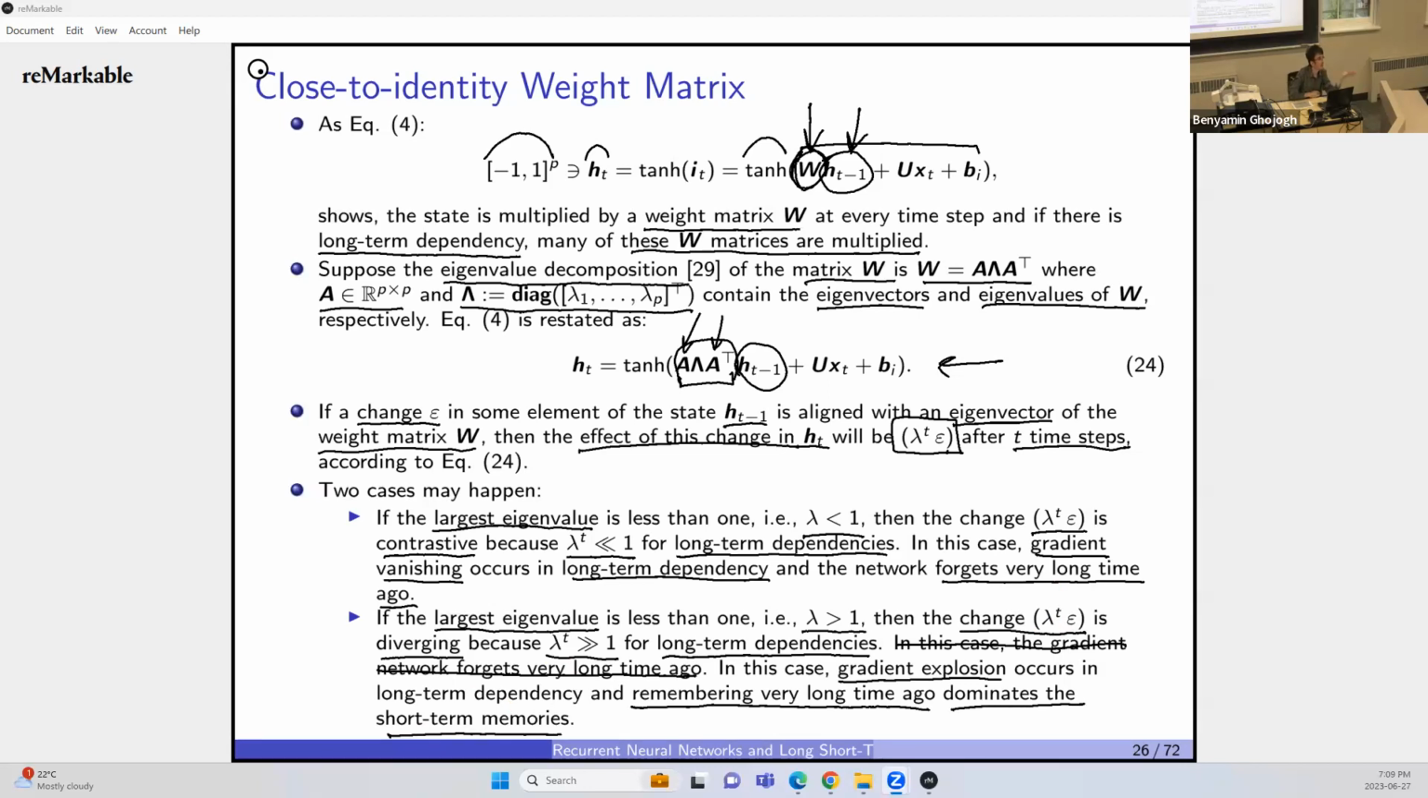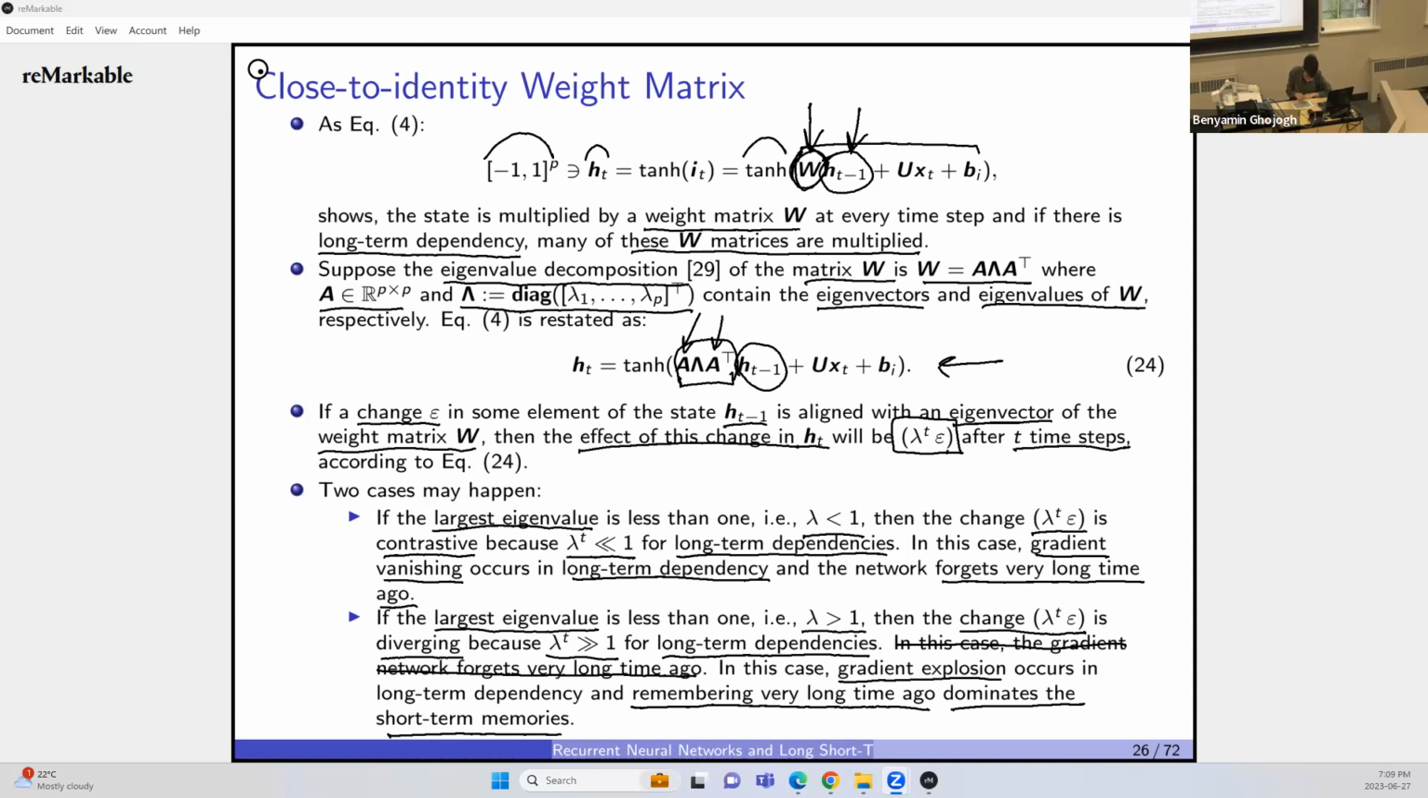So in gradient vanishing, we forget the long time ago. In gradient explosion, it dominates for us to remember a very long time ago, so we forget short-term ago. Okay, do you get it? Both are destructive. We want to learn both long-term and short-term dependencies.